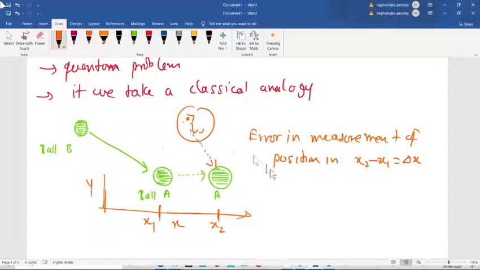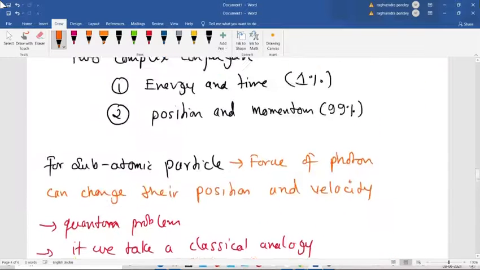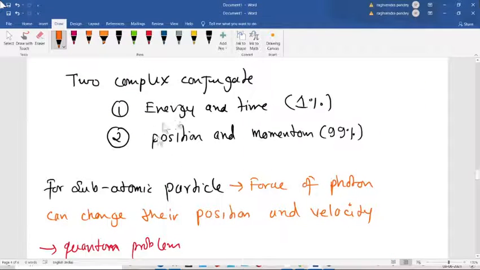But this happens in the quantum world. So that is your error in the measurement of position. When we measure the position, there is an error.